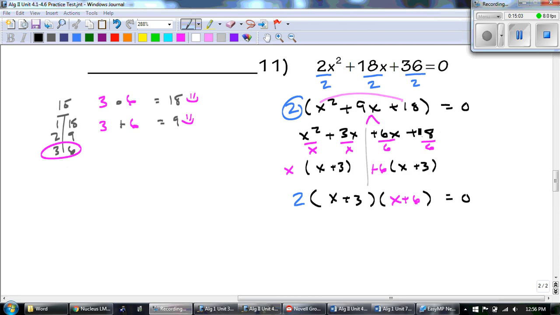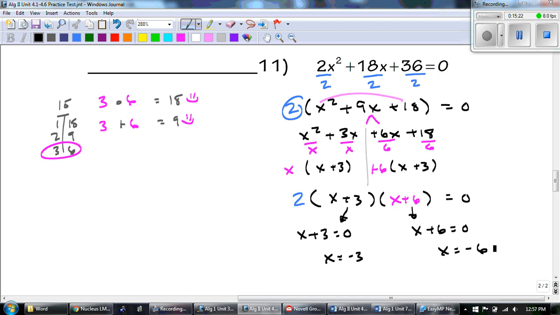Okay, so you should have gotten x plus 3 and x plus 6. Now, that's not my answer because I am solving. So anything with a variable, I set equal to 0. So we get x equals -3 and x equals -6.